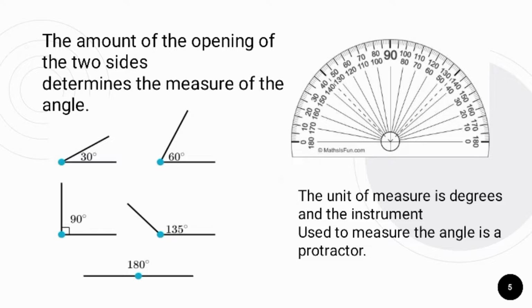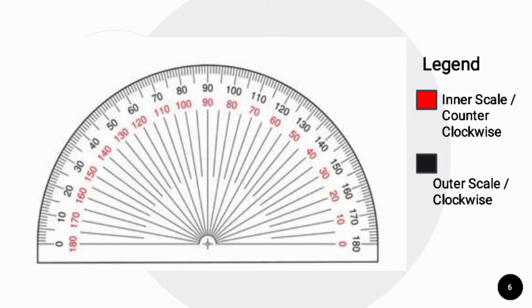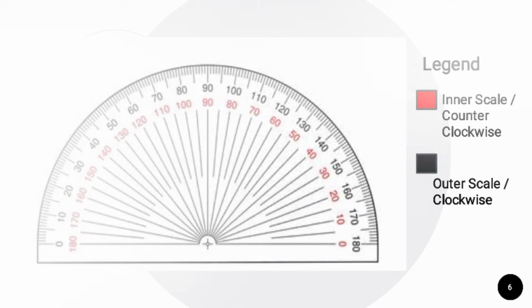The instrument used to measure the angle is a protractor. This is a picture of a protractor, and we have this red and black orientation. Red indicates the inner scale, or the counterclockwise direction, so from right to left. And we have also the black orientation, which indicates the outer scale, or the clockwise direction, so from left to right.